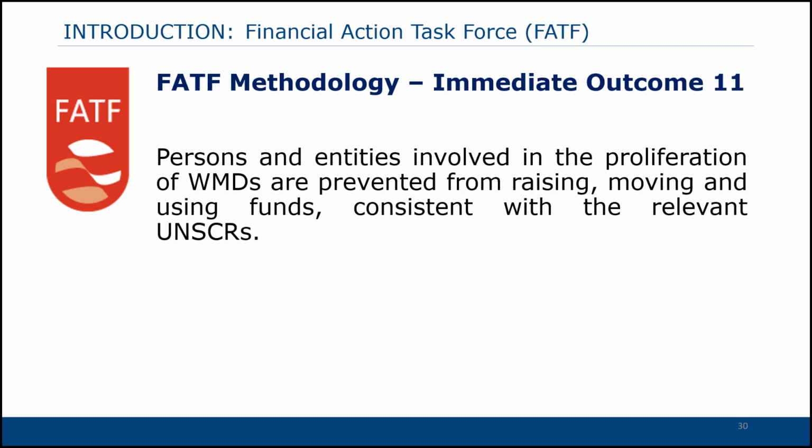A jurisdiction is effective under Immediate Outcome 11 when designated persons or entities are identified, deprived of resources, and prevented from raising, moving, and using funds or other assets for the financing of proliferation. This is achieved when targeted financial sanctions are fully and properly implemented without delay, are monitored for compliance, and there's adequate cooperation and coordination between the relevant authorities to prevent sanctions from being evaded, and to develop and implement policies and activities to combat the financing of proliferation of weapons of mass destruction.